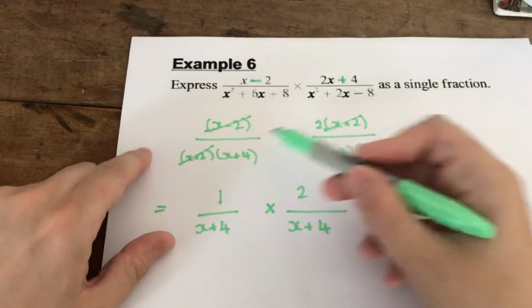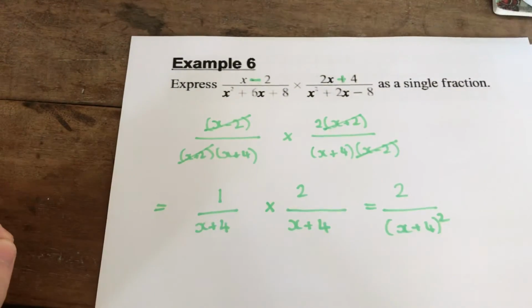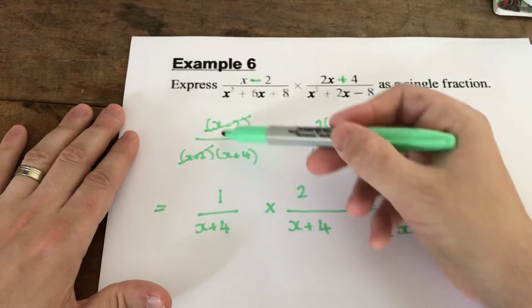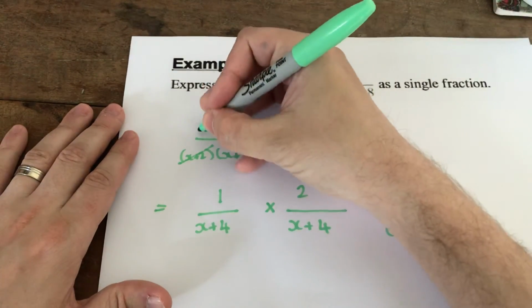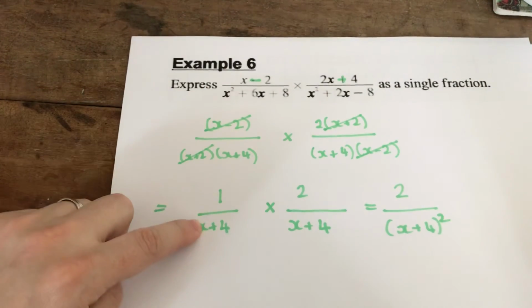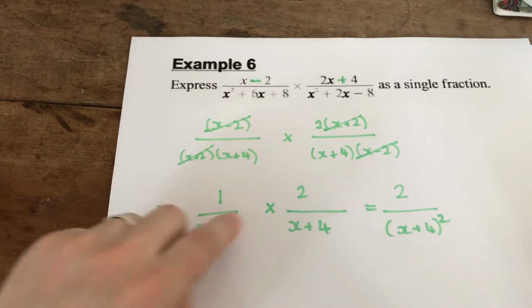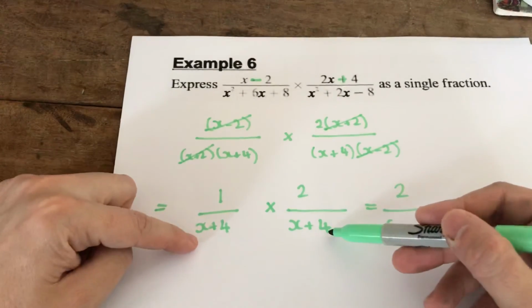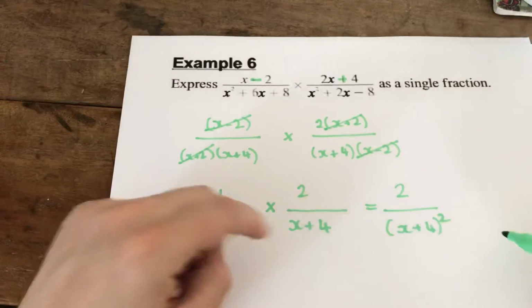x plus 2 and x plus 2 is here, so we cancel out. There's nothing left here, so we leave that as a 1 because that technically had a 1 in front of the brackets. So you have 1 over x plus 4 times 2 over x plus 4. You times your numerators together, you times your denominators together, and that's your final answer.